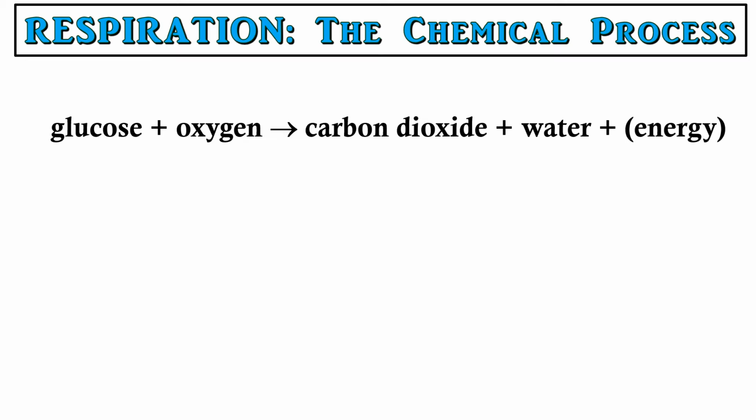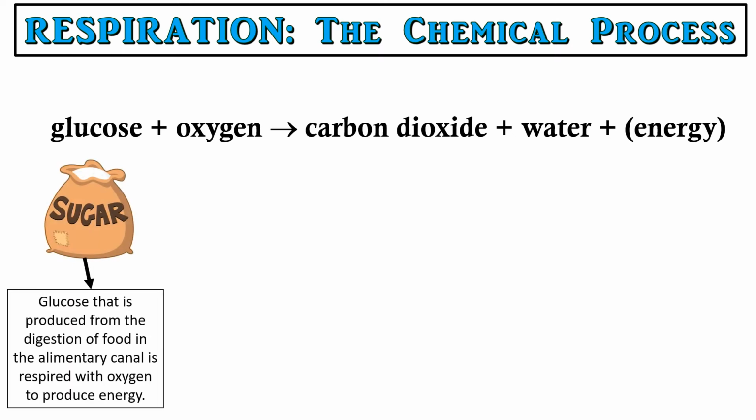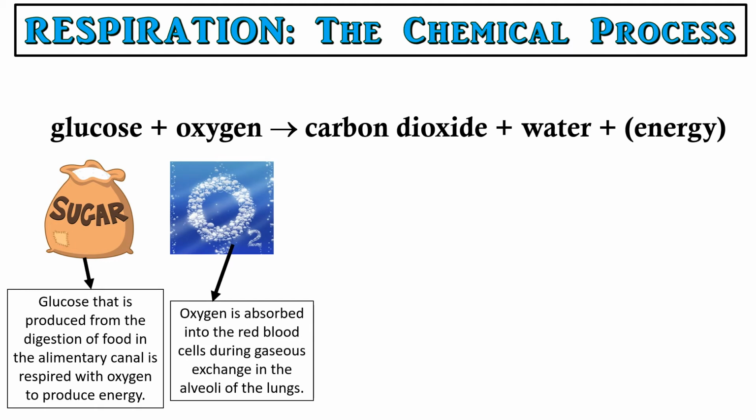You can see here glucose reacts with oxygen to produce carbon dioxide and water, and this time instead of requiring energy for the process to take place, it produces energy. You see the energy on the end of the reaction there. So sugar or glucose that's produced from the digestion of food in the alimentary canal is respired with oxygen to produce energy. That sugar combines with oxygen.